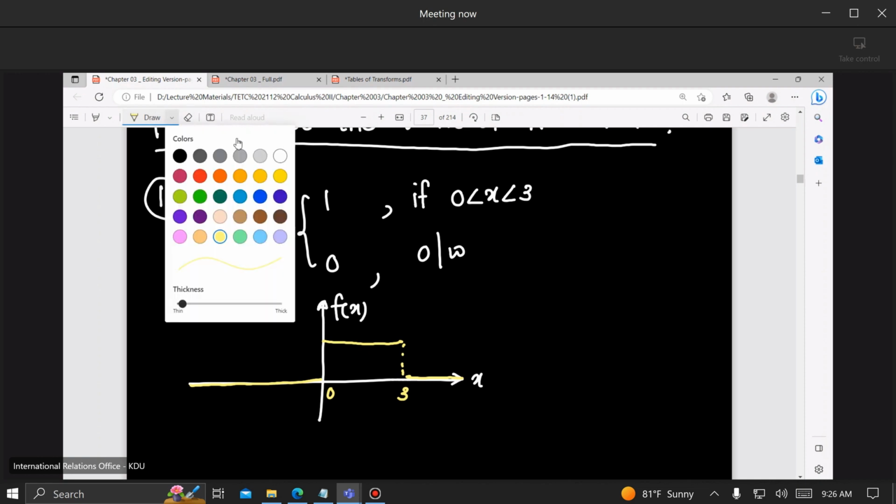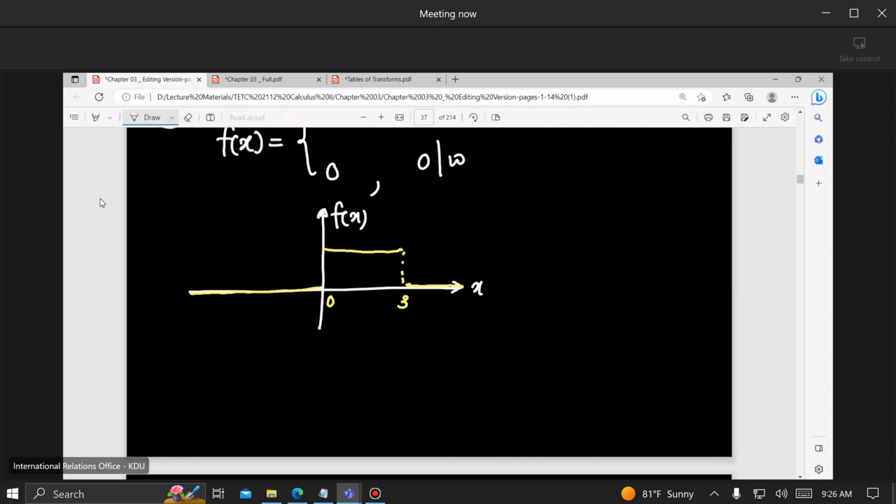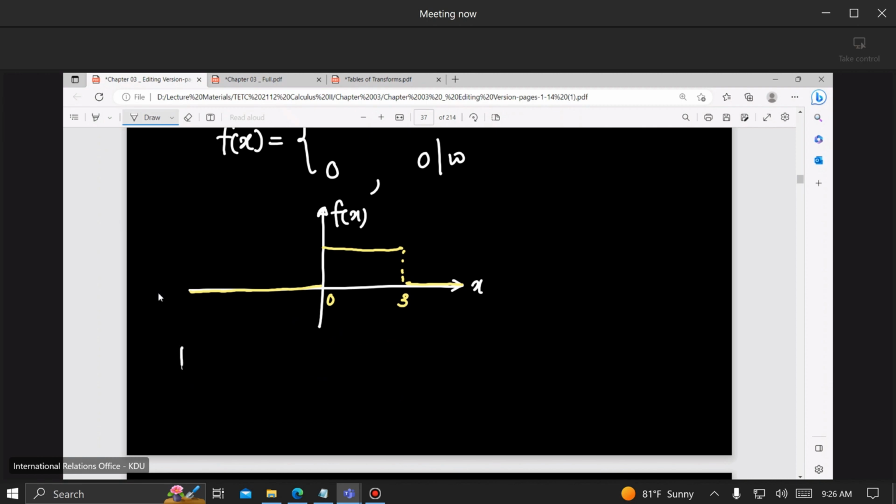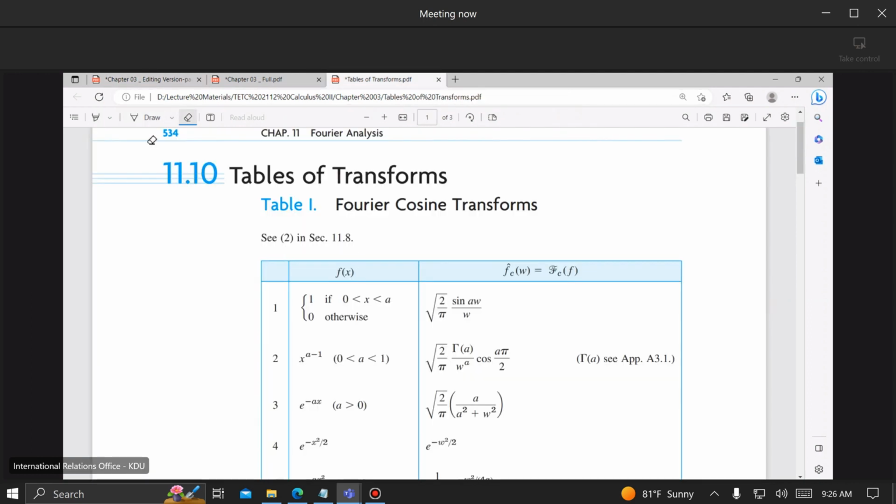And if we are asked to find the Fourier cosine transform of this function, let's see how to use the table. So I will go back to the table here. If we have a function, we are going to consider a function that is equal to 1 if the value of x varies from 0 to 3 and it is 0 otherwise.